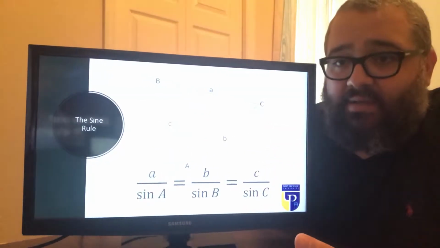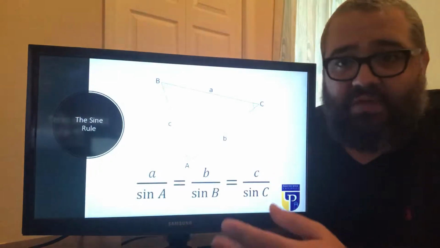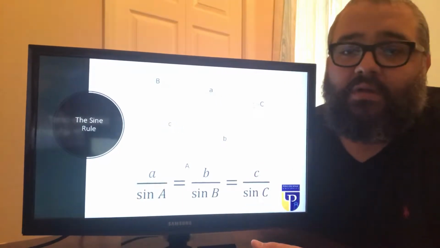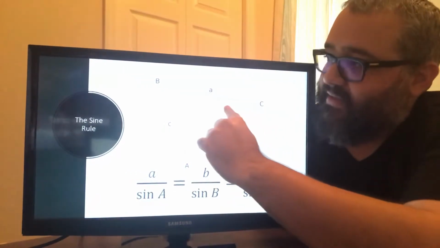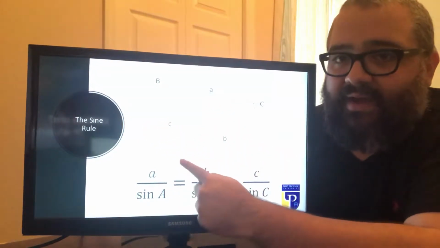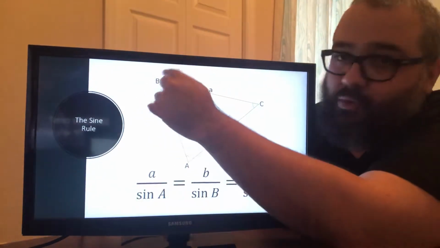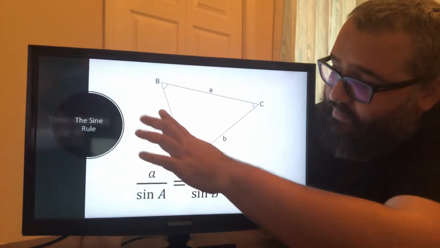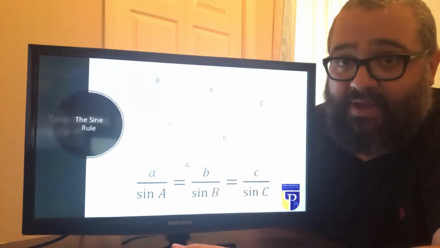In trigonometry, the law of sines, or the sine formula or sine rule, is an equation relating the lengths of the sides of a triangle to the sines of the angles of the triangle. As we can see right here in the picture, we have side a divided by the sine of angle A will equal side b divided by the sine of angle B. Therefore, side c divided by the sine of angle C will equal the one that I mentioned earlier.